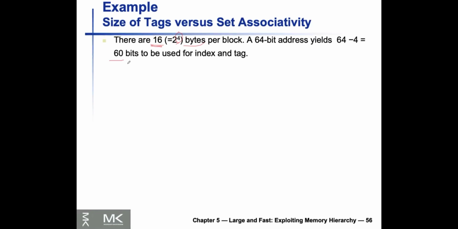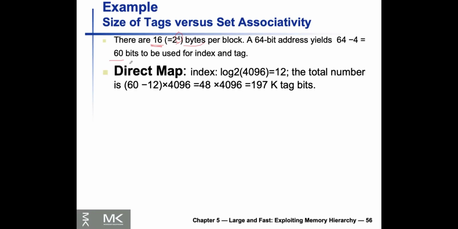So that will leave you with 60, and then you take the 4096 blocks. The log of that would be 12. So the remaining would be 48, okay? And then you multiply that to find the tags. So that was a direct map. Now let's go one step further.